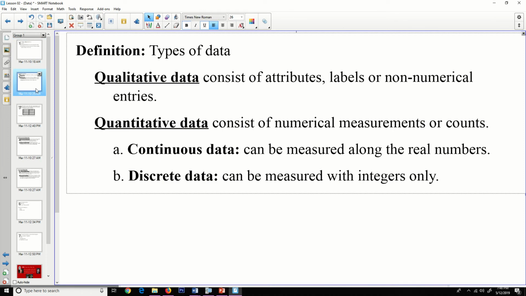First off, definitions of types of data. We've got qualitative data, and that's going to consist of attributes, labels, or non-numerical entries. Quantitative data consists of numerical measurements or counts. Continuous data can be measured along the real numbers, and discrete data can be measured with integers only. So let's do an example and see if we can figure out what these things are.